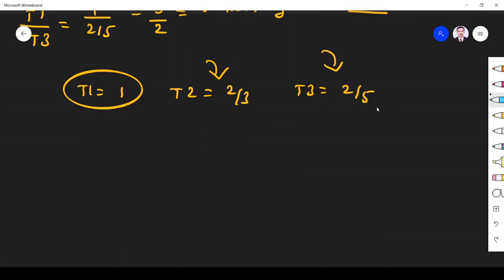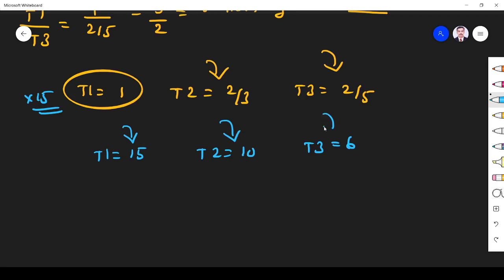So when they collectively repeat, in order to find it, first make them integers. Let us multiply by 15, the common factor. So 1 becomes 15, 2 by 3 into 15 is 10, and 2 by 5 into 15 is 6. We multiplied everything by 15, so now they are whole numbers. So T1 repeats every 15 seconds, T2 every 10 seconds, T3 every 6 seconds.